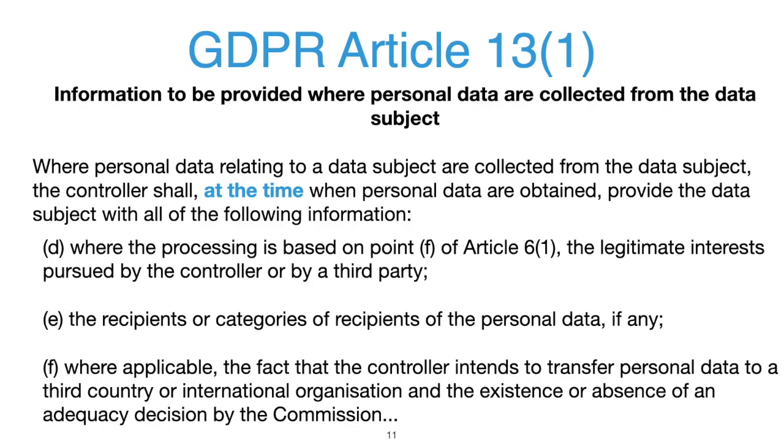Part D specifies that where the lawful basis for the processing is the legitimate interest of the data controller, then those legitimate interests need to be specified. Part E requires us to specify the recipients of the data. So if someone else is going to receive this data, who that will be. And Part F specifies that if the data is going to be transferred outside of the EU to a third country, under what circumstances is that going to happen? And that's something we will also look at a bit later.